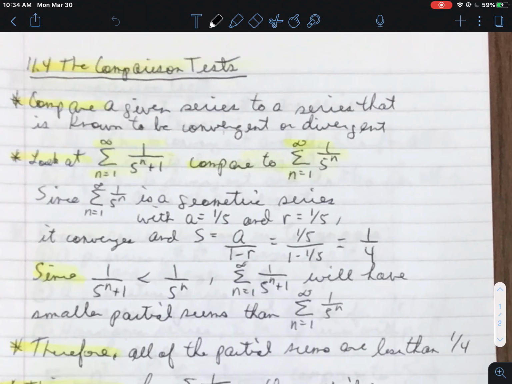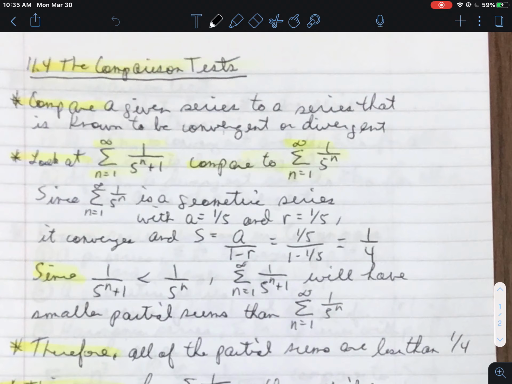Section 11.4, the comparison tests. Now there are two comparison tests that we're going to talk about in this section. The first one, which is called the comparison test, I like to also call it the direct comparison test. The second one, called the limit comparison test, so that we can distinguish between the two. But the idea behind both of these, obviously, is to make a comparison.